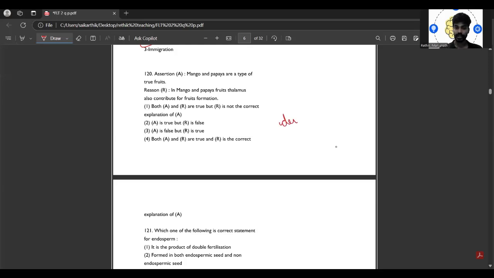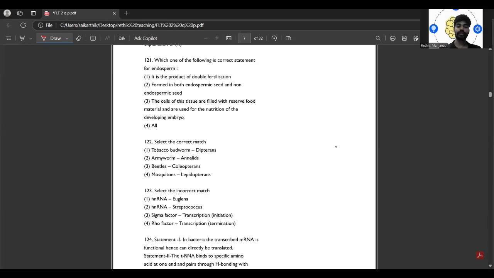They develop from the ovary of the flower after fertilization. So that too after fertilization. So what would be the option here? A is true, but R is false. A is true, that is, mango and papaya are a type of true fruits is correct. But the thalamus also contributing to the fruit formation is wrong.